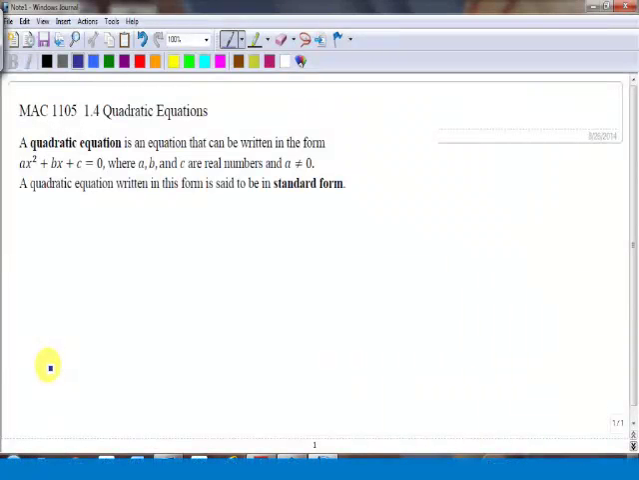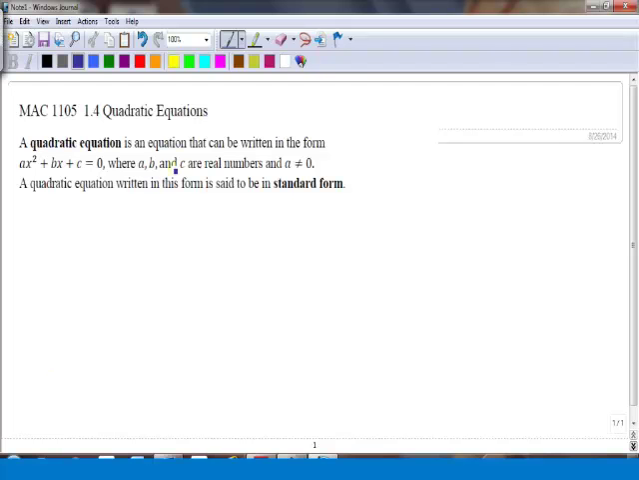So we begin with the definition. A quadratic equation is an equation that can be written in the form ax squared plus bx plus c equals 0, where a, b, and c are real numbers, and a is not 0.